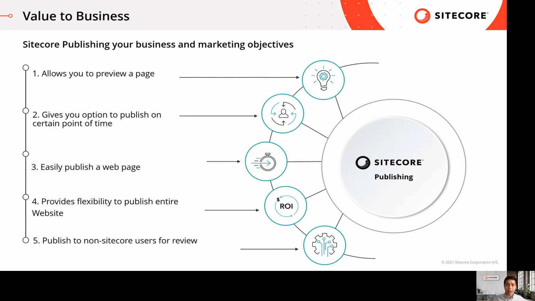Third, it's very easy to publish a web page using the publishing wizard with just a few clicks of a button. Fourth, you have flexibility to publish the entire site, so you don't have to do it one by one. It saves a reduced amount of time it takes to publish the volumes of items. Fifth, Sitecore supports publishing to a target environment for non-Sitecore users, so you can have an internal site for early release of material, so only certain partners or customers have access to it.